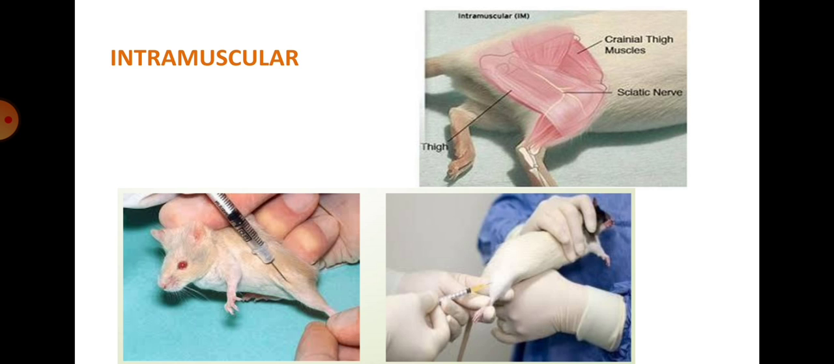It is very important to avoid injuring the sciatic nerve. So aspirate to ensure that you have not entered a blood vessel. If no blood is seen, slowly inject the material.